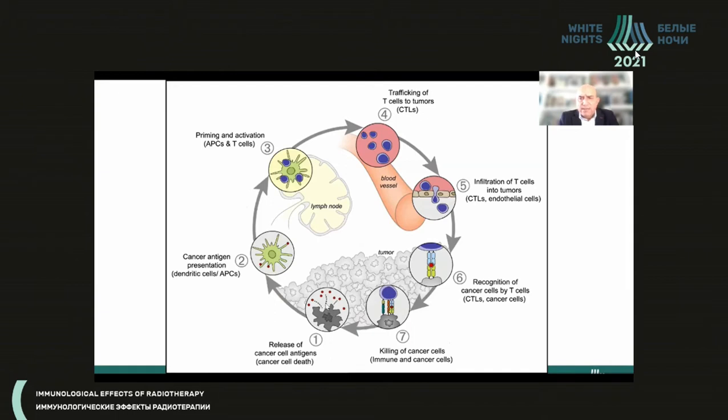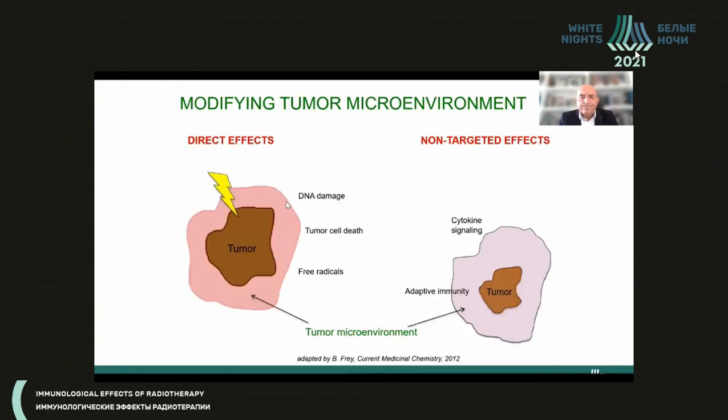In this classical slide, we can see the different steps needed to get an immune activation, beginning from the release of cancer cell antigens, cancer antigen presentation by the dendritic cells, priming and activation of the T cells in the lymph nodes by the APCs, followed by the trafficking of T cells to the tumor, and the recognition and infiltration of the cancer cells by the T cells, killing them. This is what we call the cancer immune response cycle.